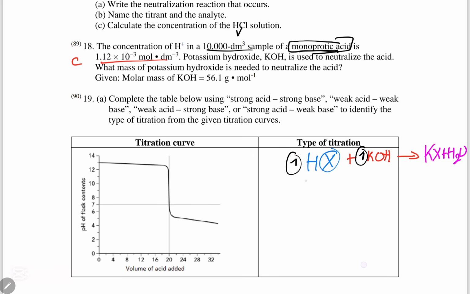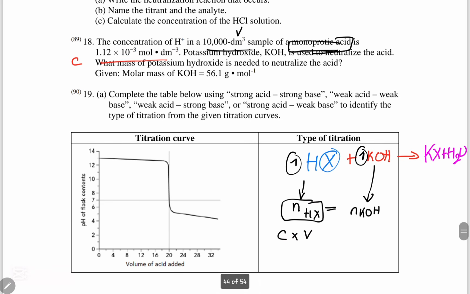Because of this, I can say that the number of moles used in HX is equal to the number of moles used in KOH. So let me find the number of moles used in HX. It's very simply the concentration times the volume. So it's 1.12 times 10 to the power of minus 3, which is the concentration, times my volume, which is 10,000. Put it on the calculator, you should get an answer of 11.2 mole.